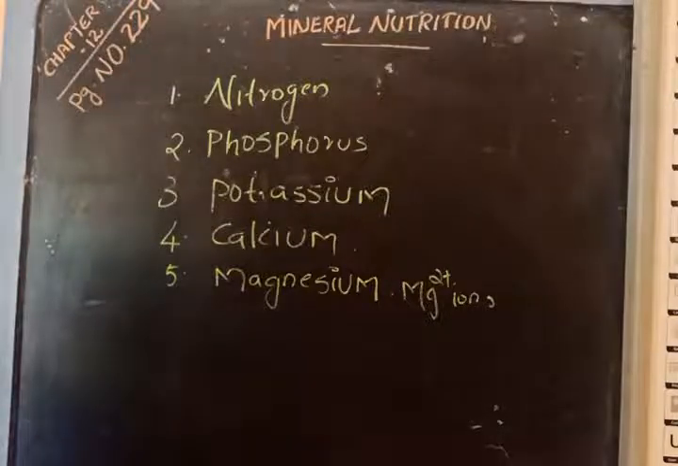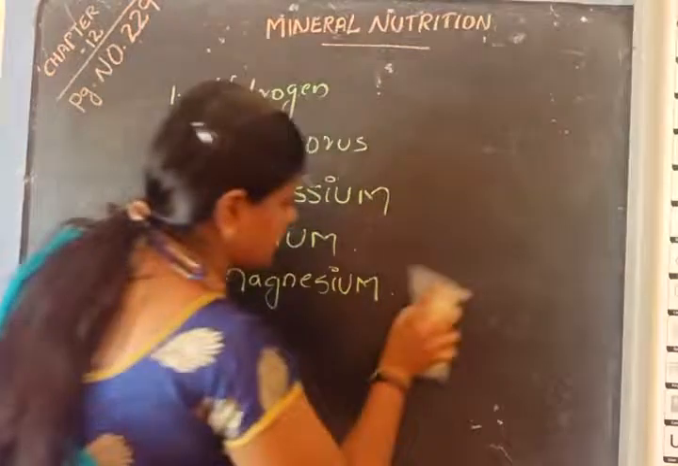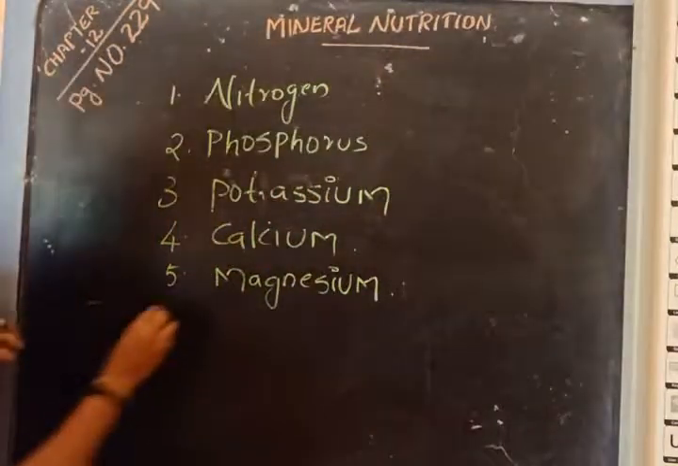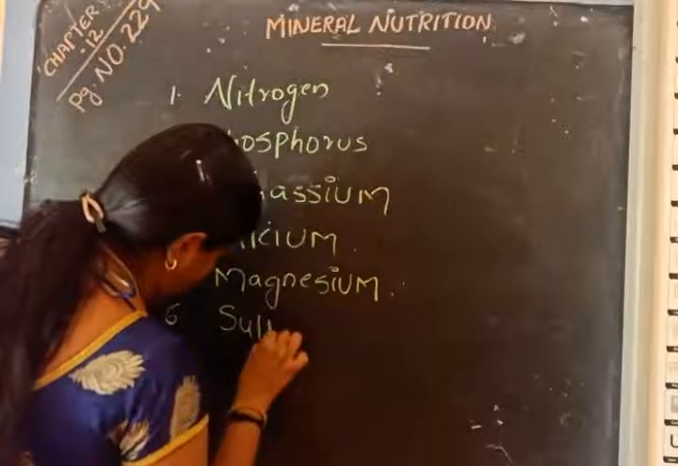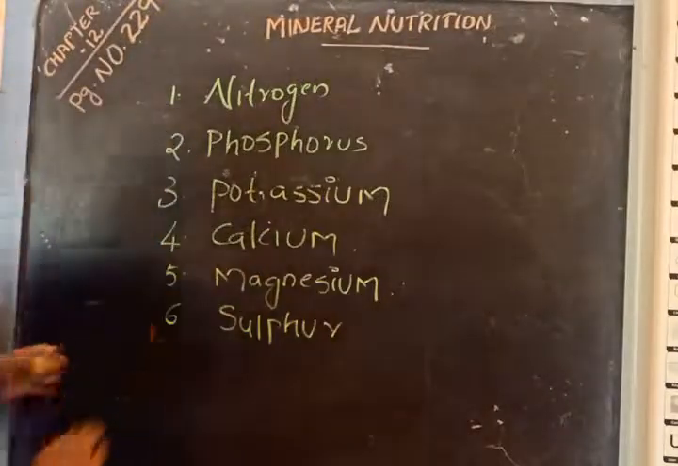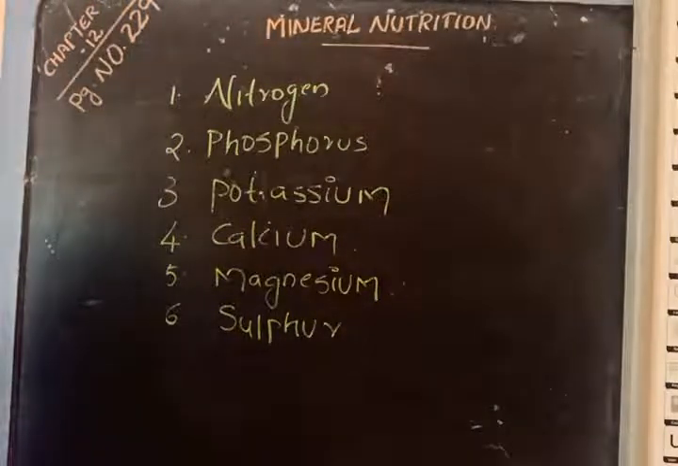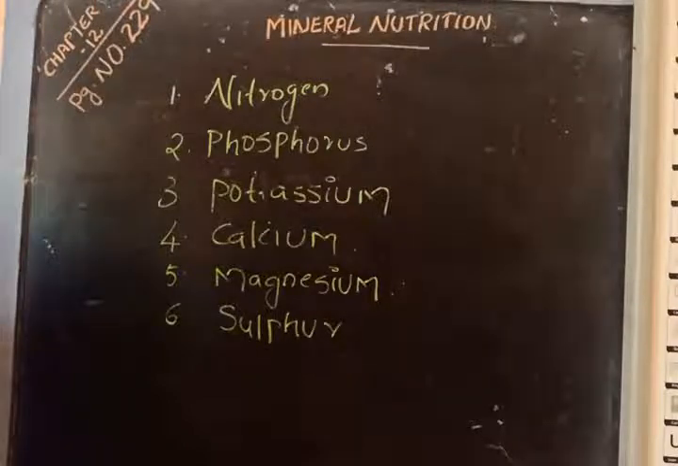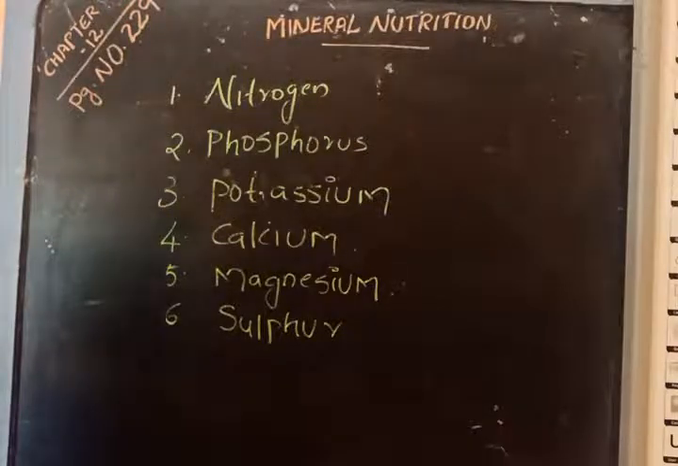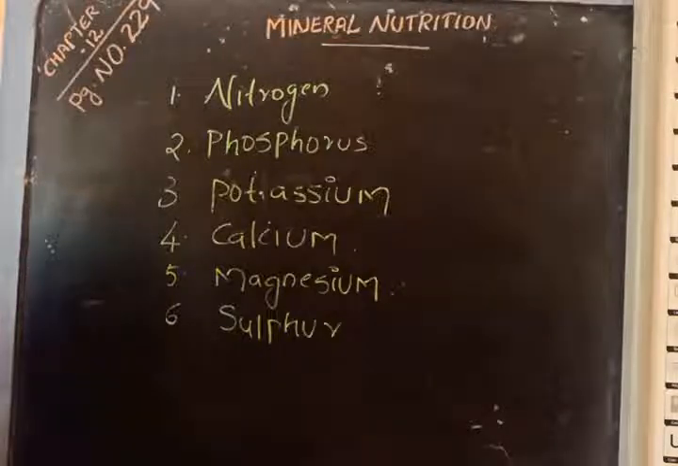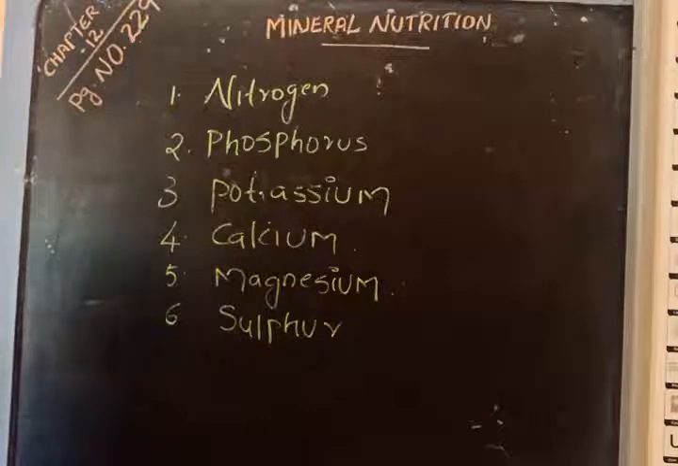Lastly we are going to discuss sulphur. Sulphur is another macronutrient. Sulphur is an essential component of amino acids like cysteine and methionine. It is also a constituent of coenzyme A, and of vitamins like biotin and thiamine, and of some proteins and pyridoxine.